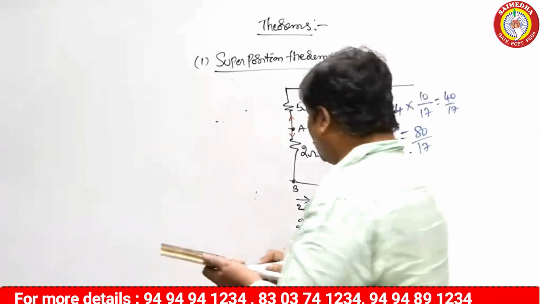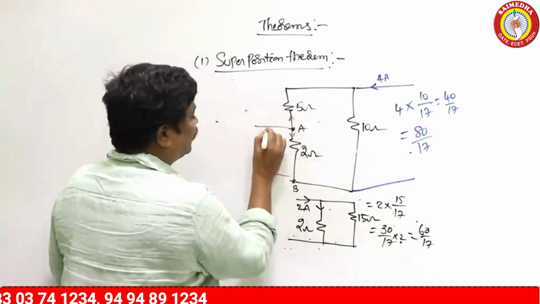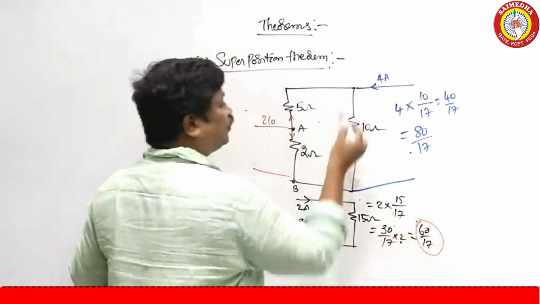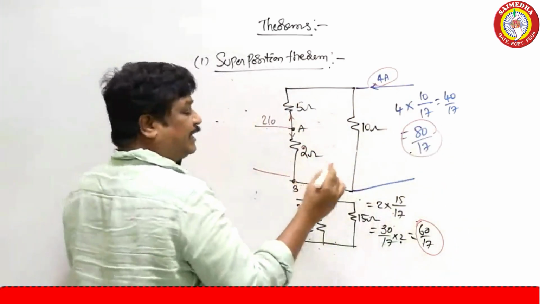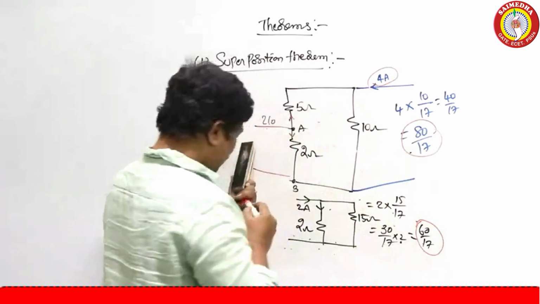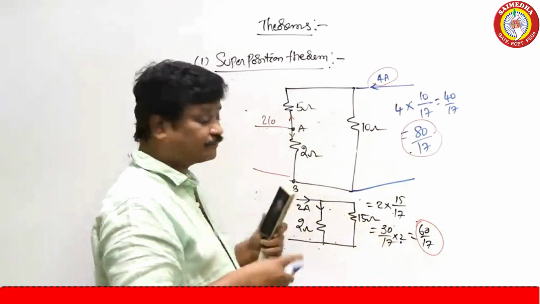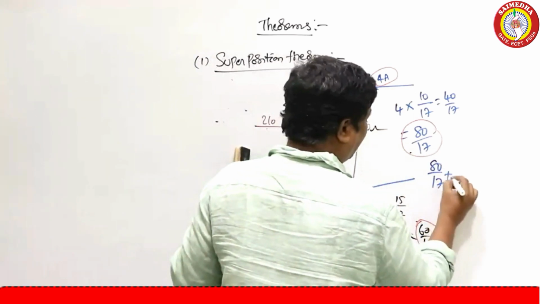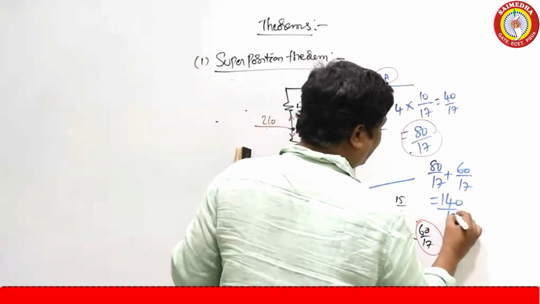So, due to this 2 amperes, this is the response. Due to this 4 amperes, this is the response. So, resultant voltage. How can you get the resultant voltage? Resultant voltage is 80 divided by 17 plus 60 divided by 17, which is 140 divided by 17. That is the answer.